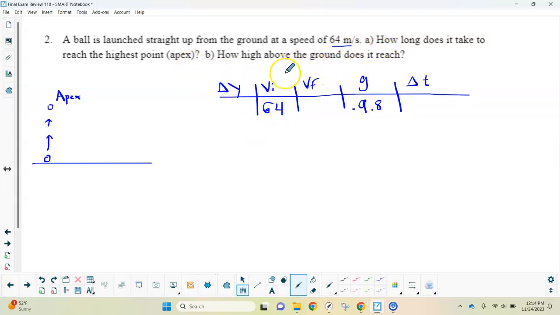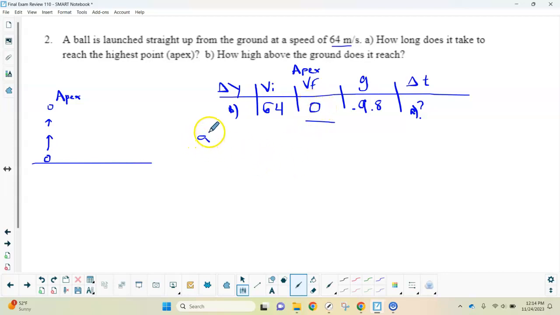And then it says, how long does it take to reach the apex? So how long is a time idea? And this whole chart deals with the apex. So we actually know one more piece of information. The other question B says how high it will go. So this is for part A, the time it takes. Part B is actually asking for delta y. So we need to know something about Vf in order to have 3 items. And we know at the apex, as the object moves up into the air, it slows down. So at the highest point, it is 0. So we have 3 things, and we're going to be able to solve.